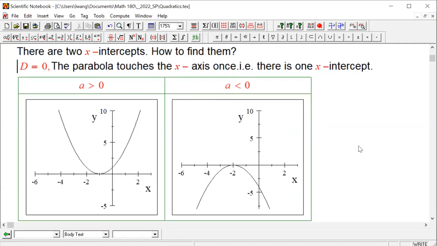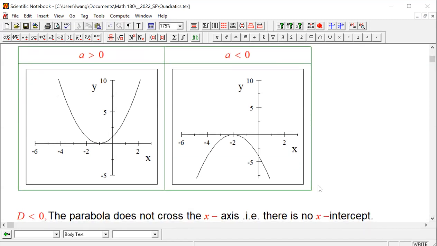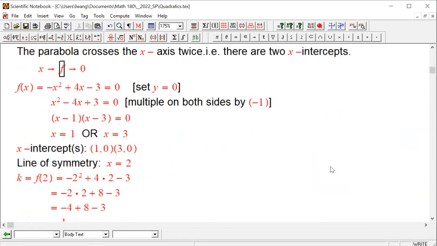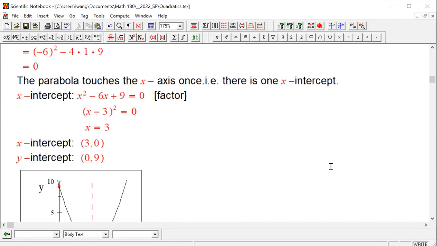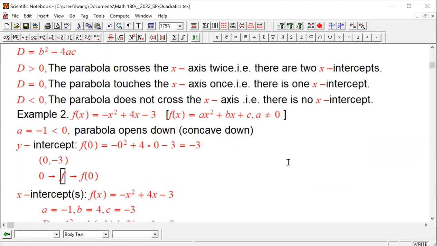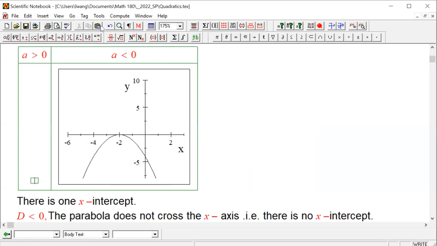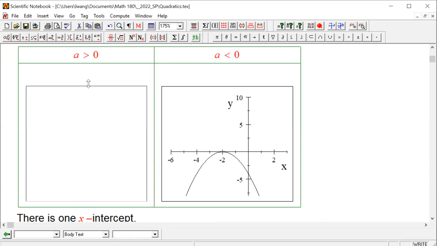The second case, we have exactly one x-intercept. So we have only one intercept, singular. We studied one case before. Let me grab that for you. This one is the case that opens up, and it has one x-intercept. I'm going to put it right here. This is the case we did before.